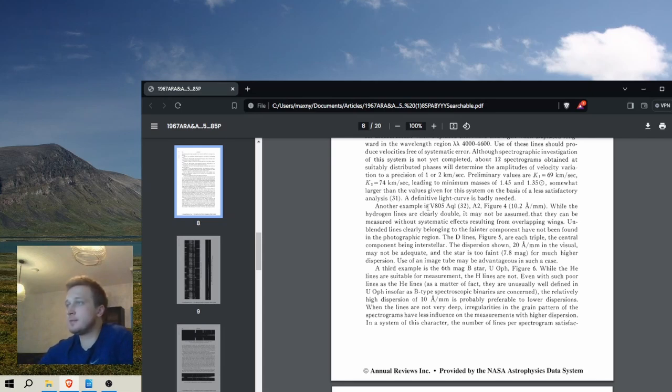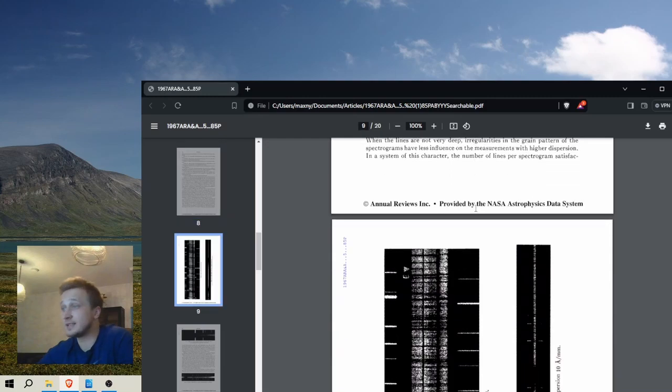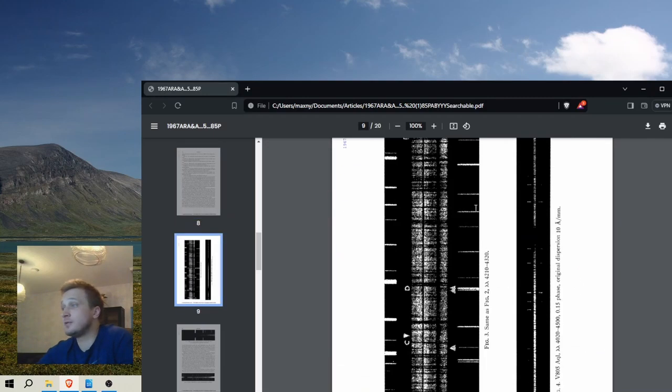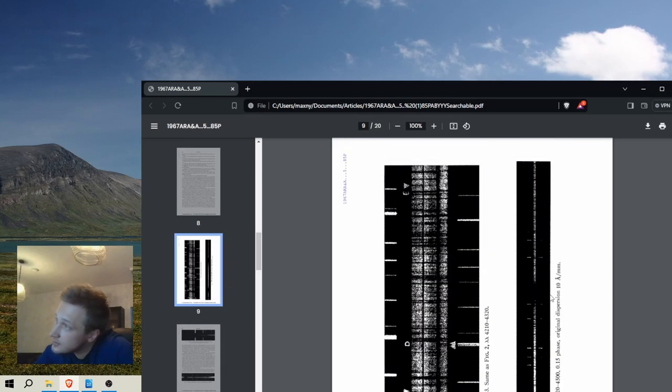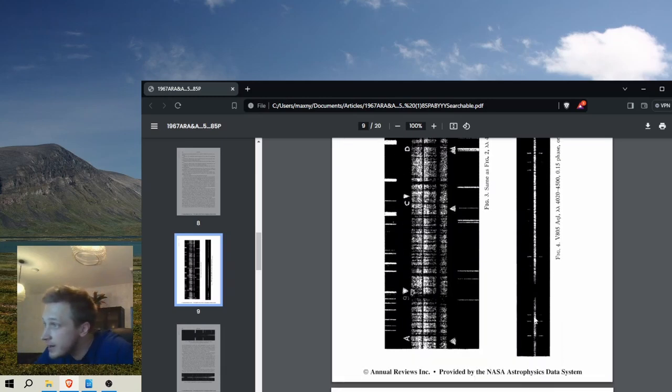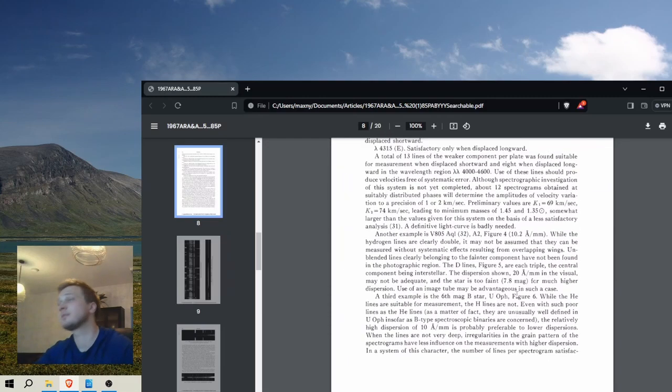So, anyways, another example is V805 Aql A2, figure 4, 10.2 angstrom per millimeter, while the hydrogen lines are clearly double. Okay, let's see if we can find that. It may not be assumed that they can be measured without systematic effects resulting from overlapping wings. What do they mean by wings? So double lines, hydrogen double lines. Okay, I thought I could find maybe a pair. I should look up how to read these.